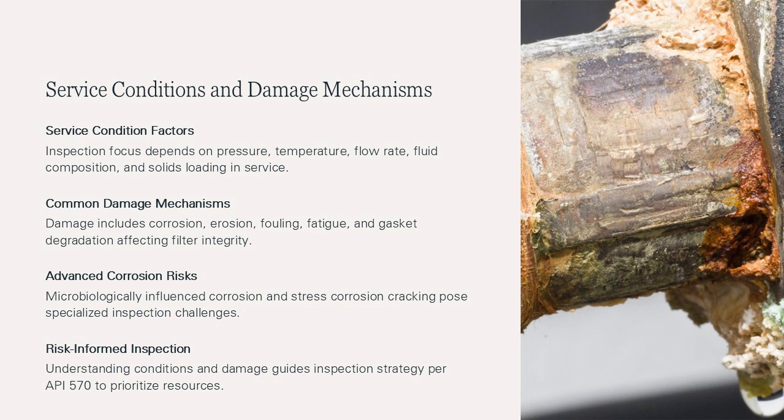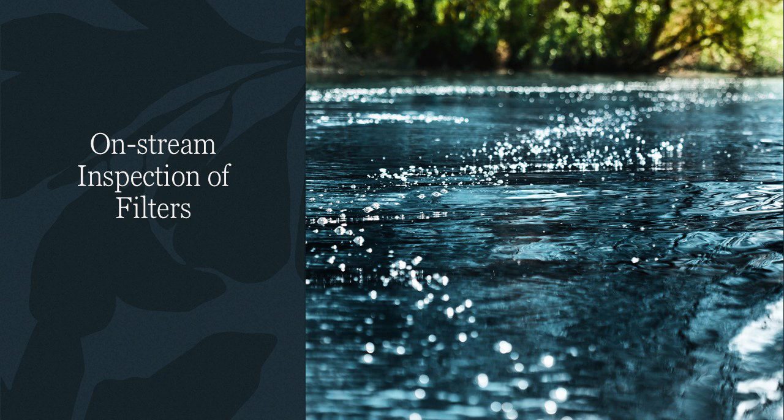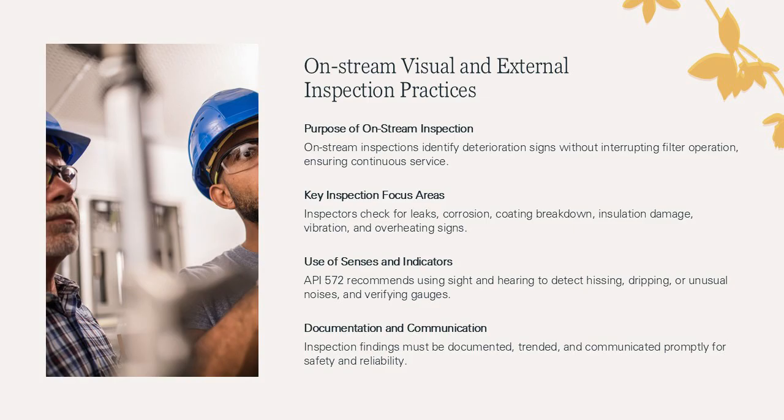This risk-informed approach is consistent with API 570 principles and helps prioritize resources toward the most critical integrity threats. On-stream visual and external inspection practices, on-stream monitoring and indirect techniques. On-stream inspection refers to examination of filters while they remain in operation. The primary objective is to identify visible or detectable signs of deterioration without interrupting service.